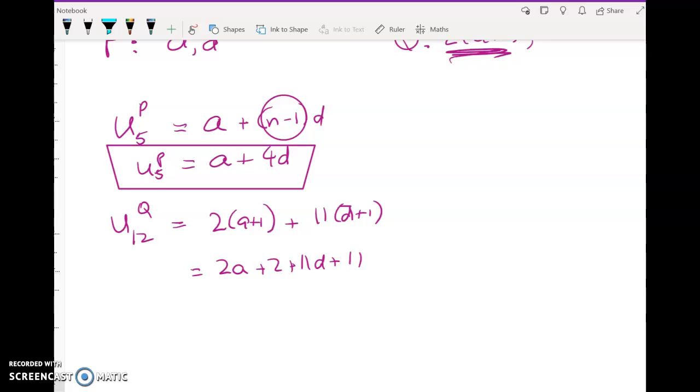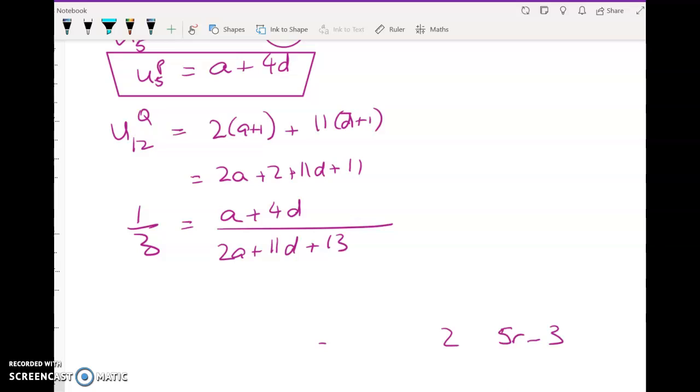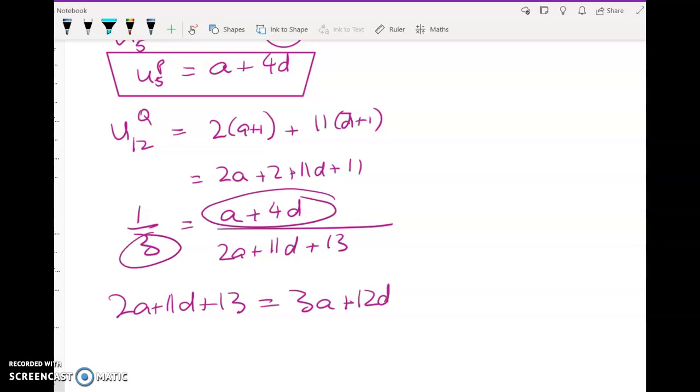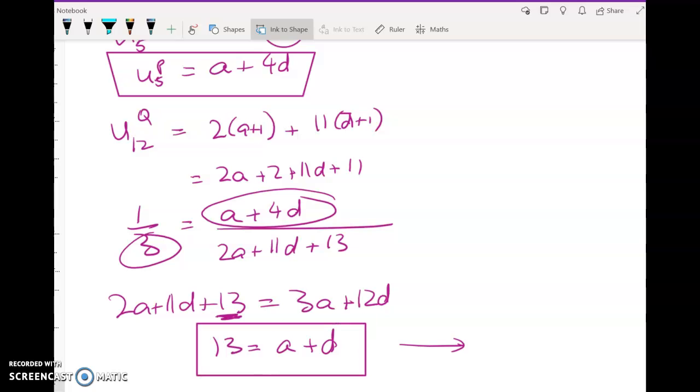And I know that the ratio of those two things is equal to 1/3. So I've got 1/3 is equal to A plus 4D over 2A plus 11D plus 13. Cross multiplying and then collecting like terms gives us 2A plus 11D plus 13 is equal to 3A plus 12D, right? Just timesing that by 3. I'm going to bring everything over to this side and I'll get 0. Oh no, I'll leave my numbers here. I've only got 1. So 13 is equal to A plus D. So that's what I get there.